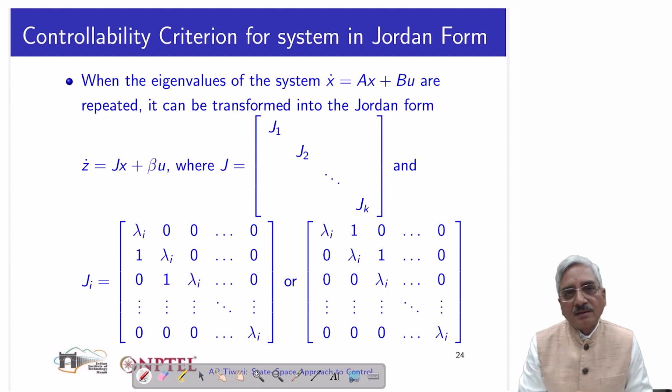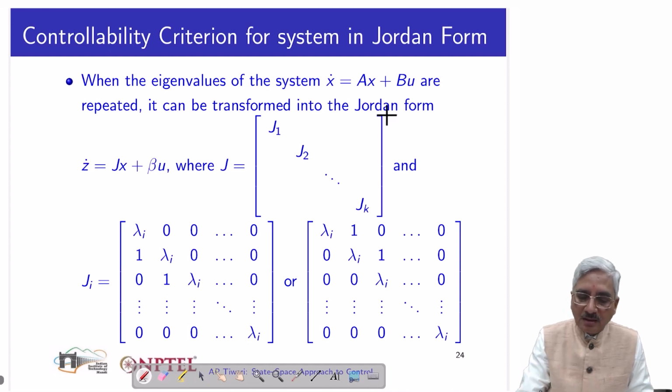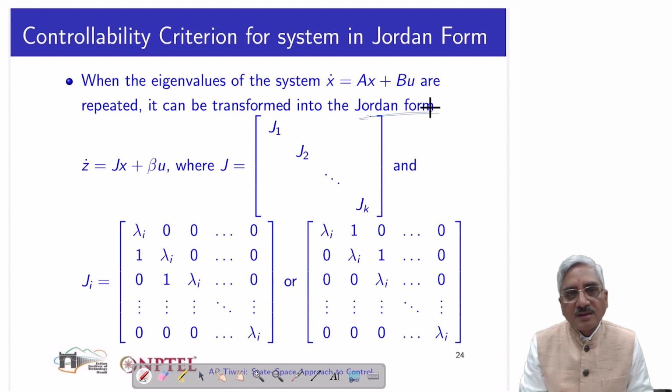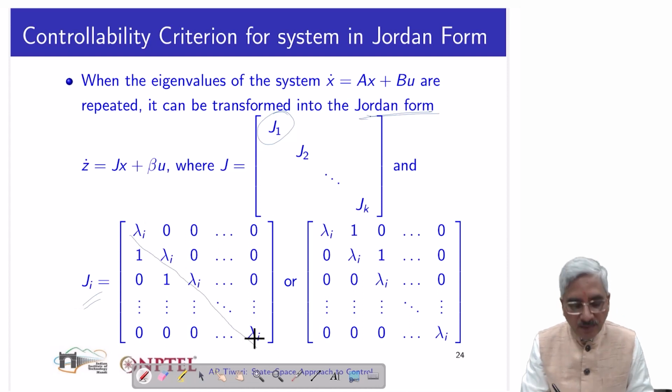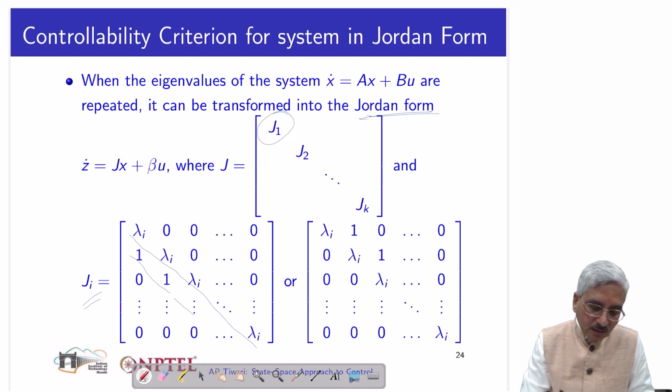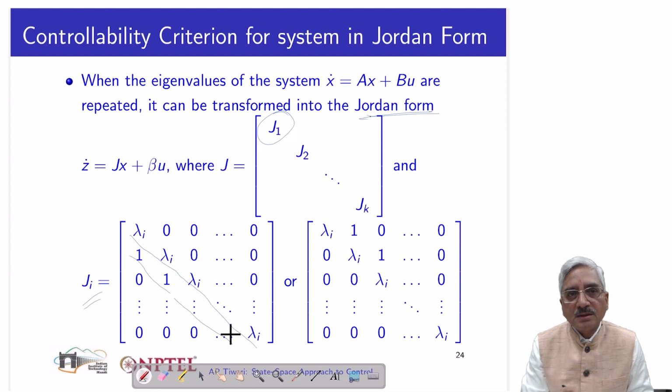Now we consider the generalization of Gilbert's criterion for the case of repeated eigenvalues, and here what we obtain is a Jordan form matrix, and each Jordan block is of this type, in which the diagonal elements are the same as the eigenvalue, which is repeated a few times, so the order is that time of the repetition, and then the elements at the sub diagonal are unity.